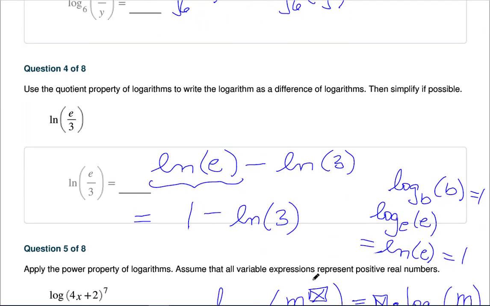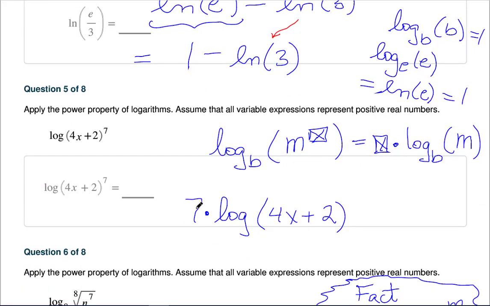Question 4. Well, we have a quotient here. So I have ln of e divided by 3. So this is ln of e minus ln of 3. I don't know the ln of 3, so that just gets carried on. ln of e, well remember we had log b of b is 1. And log e of e is really ln of e, which is 1. So we can at least simplify that part.